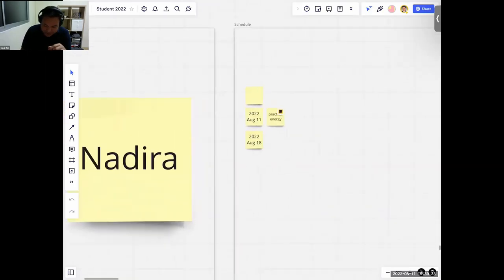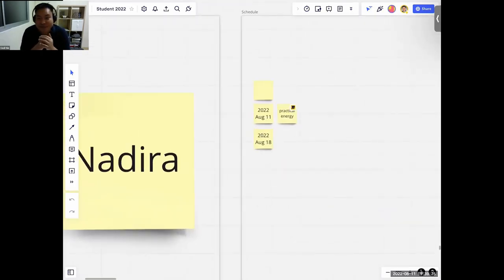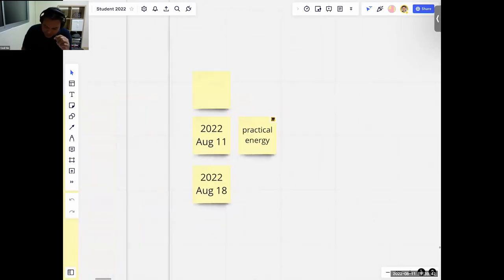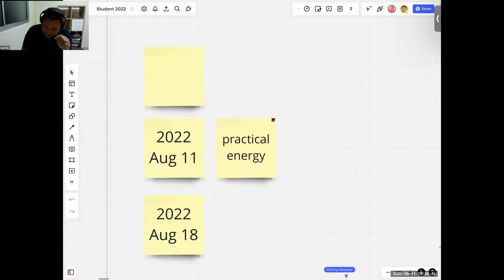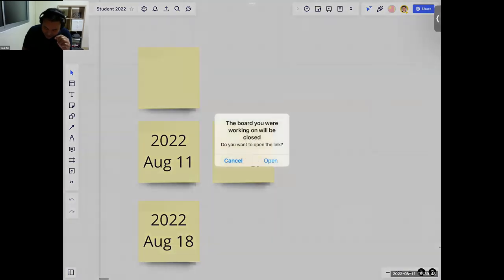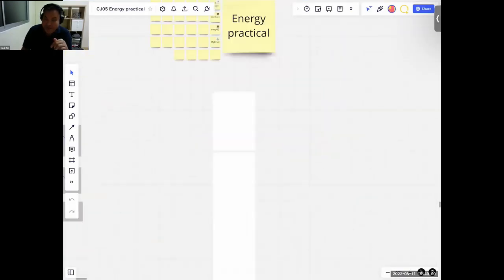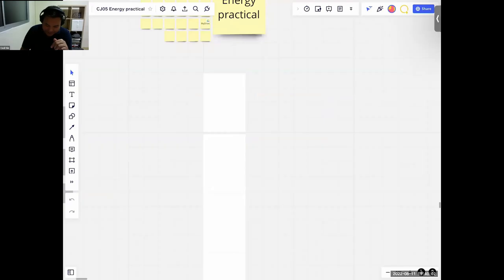Okay, I see you managed to get into this file. You can see it here. You can see it on your iPad also, so that you can write. You can see it also on your screen. Then this one, Energy practical here. This is the link also. If you click here, then you can open another whiteboard. Can you manage to get into here? Very good.